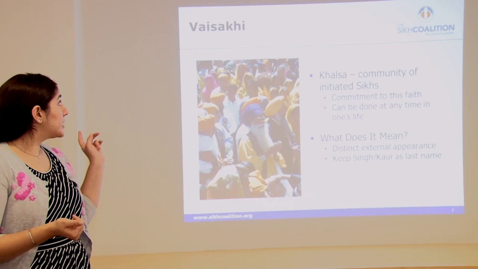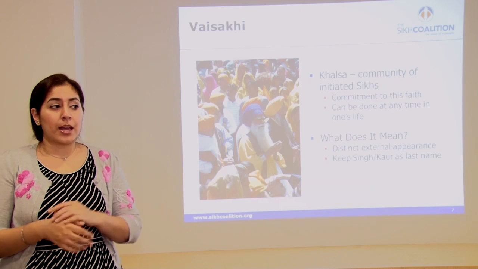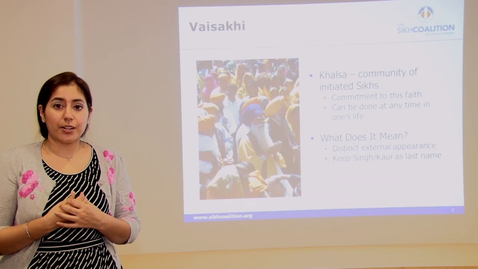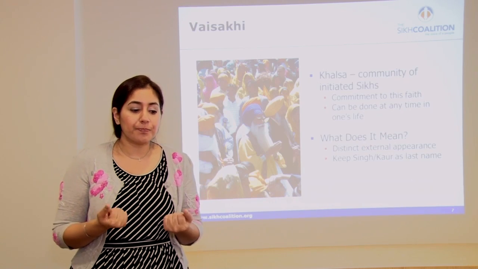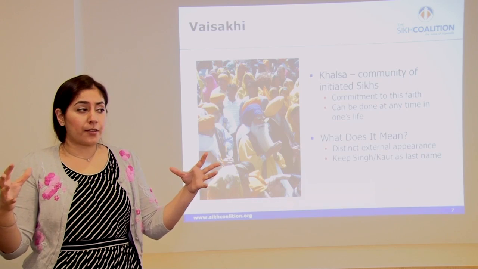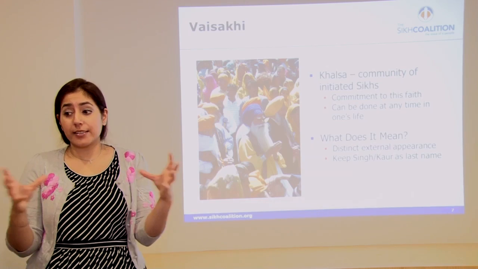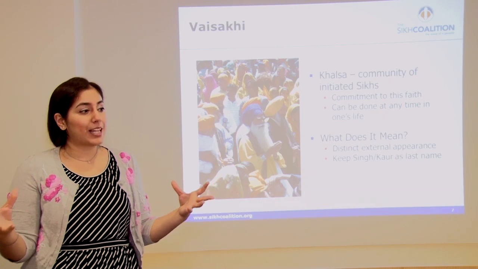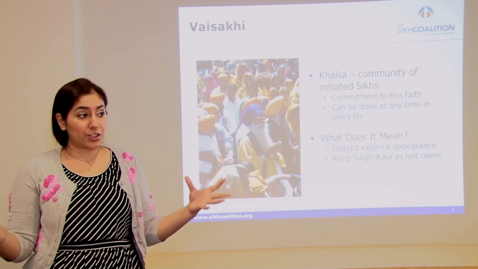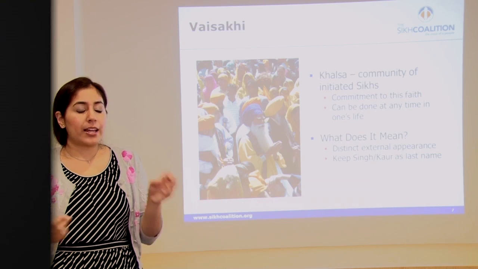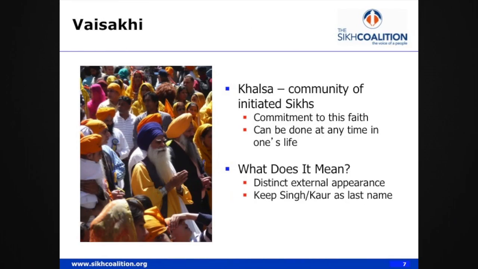Now, Vaisakhi is probably one of the biggest days on the Sikh calendar. It happens in April of every year. A lot of the major cities in the country actually have parades to commemorate Vaisakhi because it's a very big celebration and a very auspicious day for Sikhs. On this day in 1699, the Khalsa was created. Now the Khalsa is a name given to the community of initiated Sikhs.